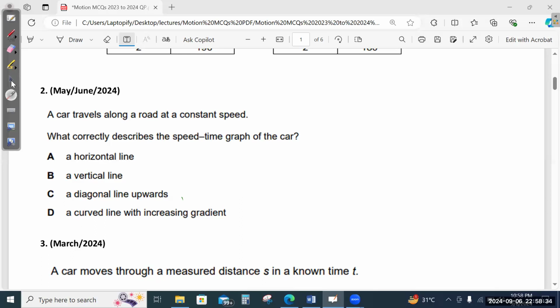So if you did not understand those two lectures, then you cannot get the key points to solve the Cambridge past papers.